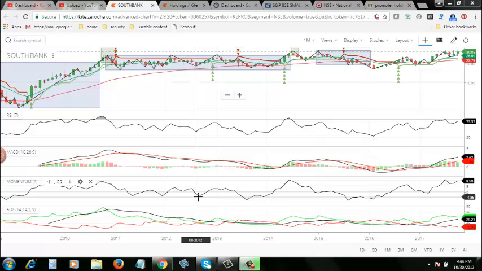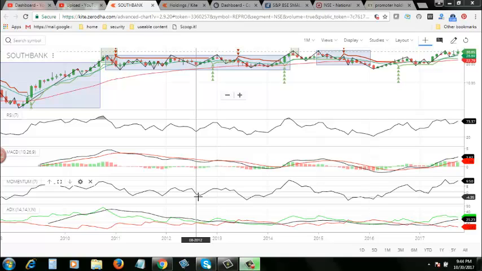So, in this regard, and based on the recent changes from the government side and from the people's perspective, considering all these things, I decided to do the technical analysis for South Bank.